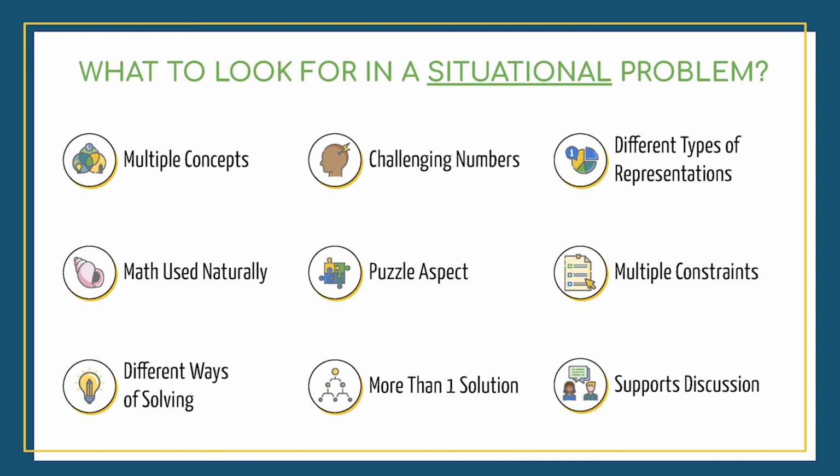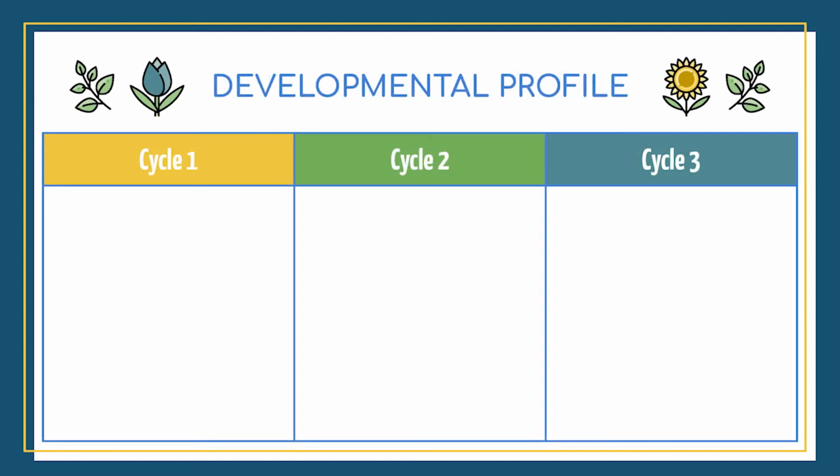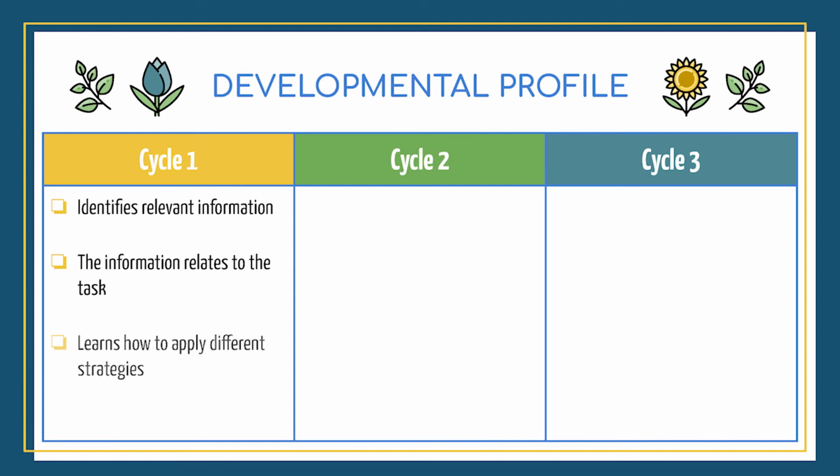Situational problems can range in complexity, but remember, as in a recipe, you can play around with the ingredients. It's important to point out that expectations will be different for each cycle, as students are at different developmental stages. A student in cycle 1 is at the beginning stages of learning how to solve a situational problem. So they will be learning how to identify relevant information and how to relate this information to the task being asked of them. They will also learn how to model and apply different strategies.